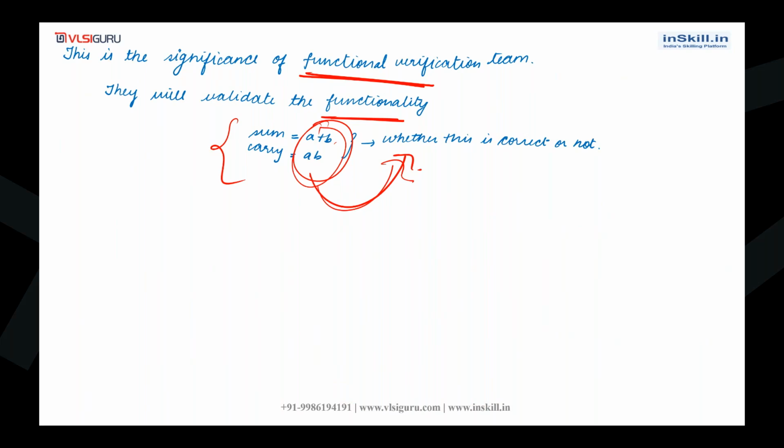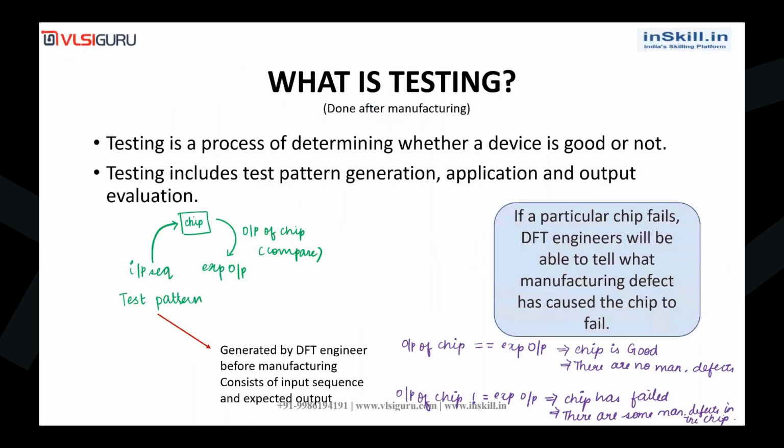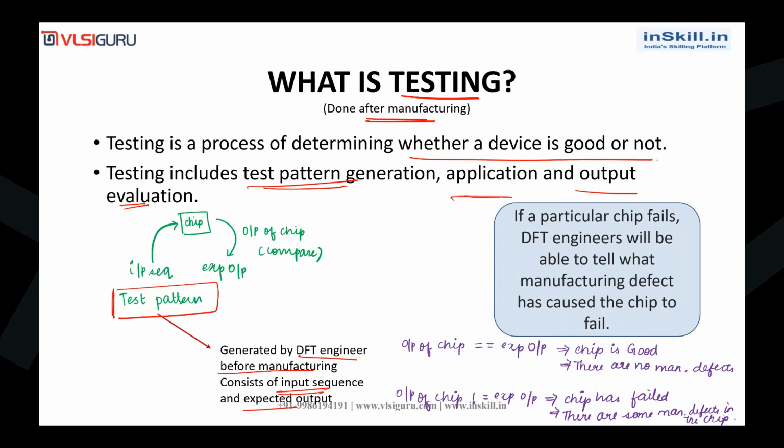Okay, so now testing. Testing is actually done after manufacturing. Testing is a process of determining whether a device is good or not. Testing includes test pattern generation, application, and output evaluation. These test patterns will be generated by the DFT engineer before manufacturing itself, and they consist of the input sequence and expected output.